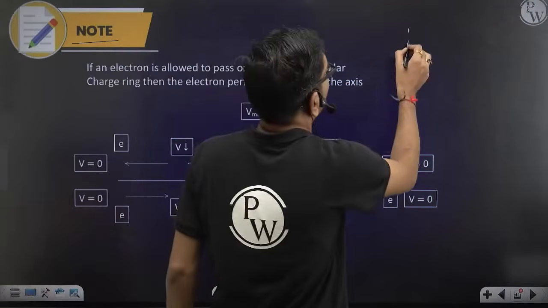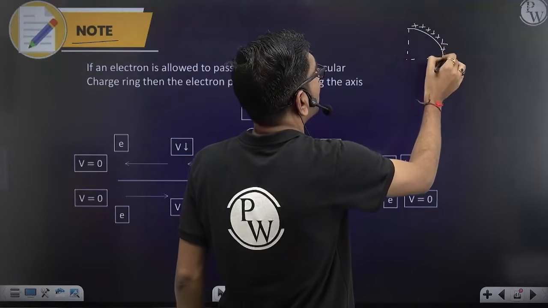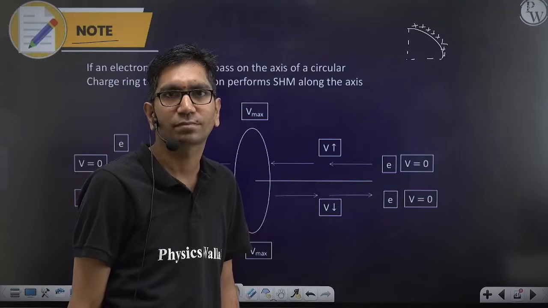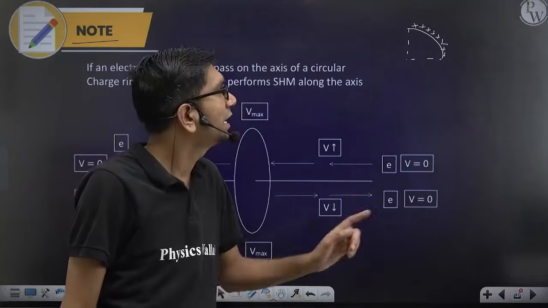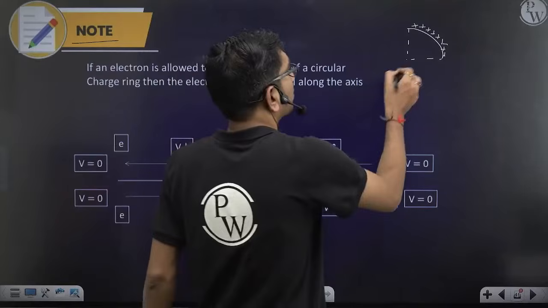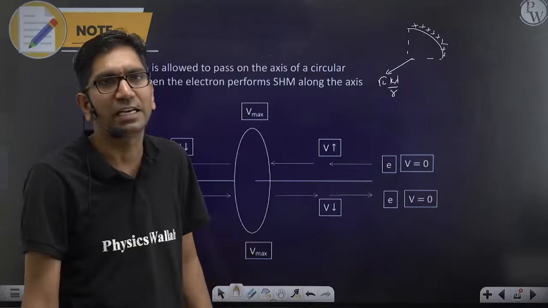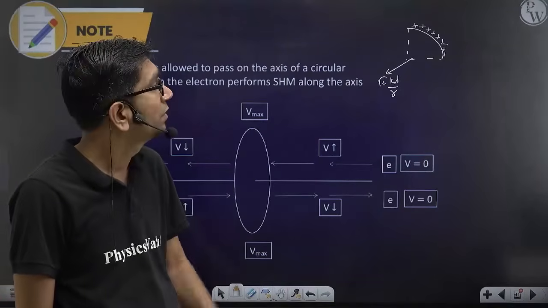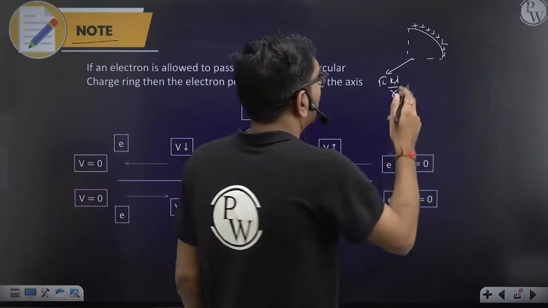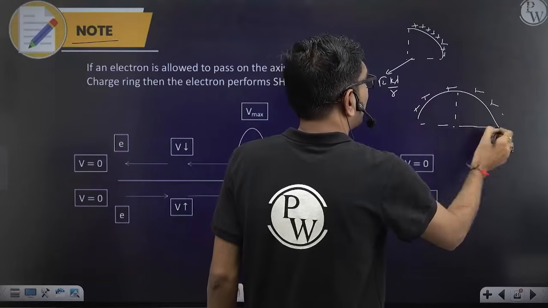What is the electric field intensity due to this arc? Sir, you said the formula, integration of k lambda by r, sin theta d theta, along the x axis and y axis. Okay, so after solving that, you'll get root 2 k lambda by r. For 90 degrees, you'll get root 2 k lambda by r. Remember this one. Now, for 180 degrees, what will you get?